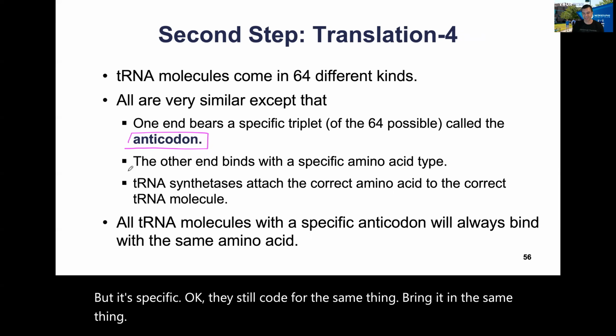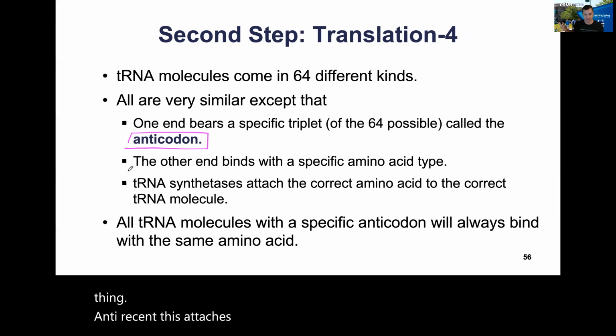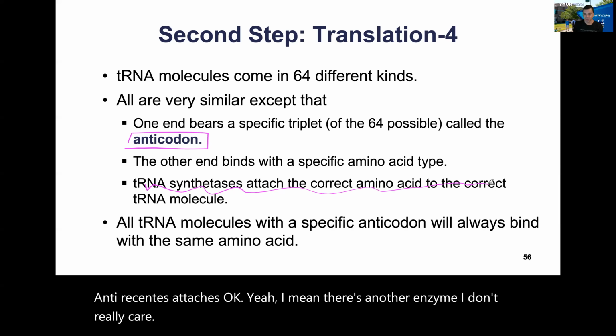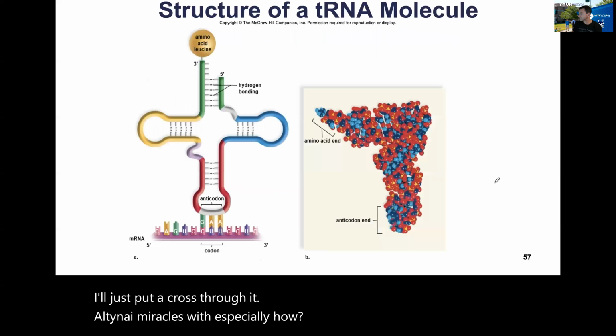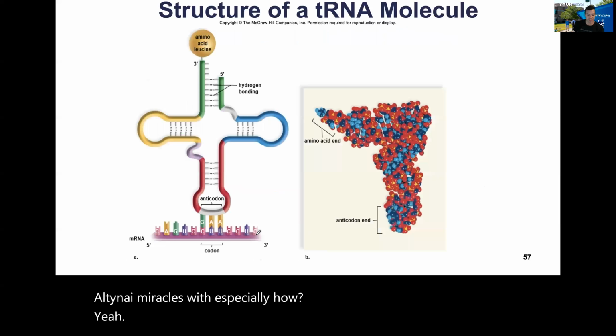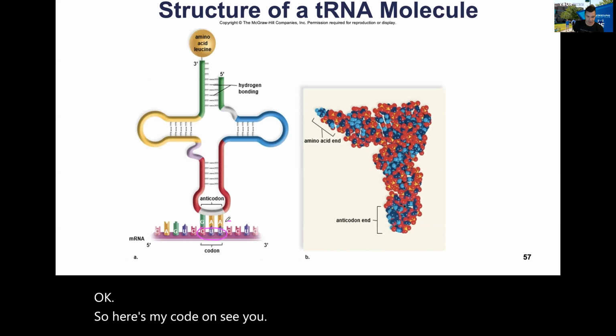tRNA synthase attaches the amino acid; there's another enzyme, but I don't really care, I'll just put a cross through it. So here's my codon, CUU, and there's my anticodon, GAA. Pretty simple, pretty straightforward.